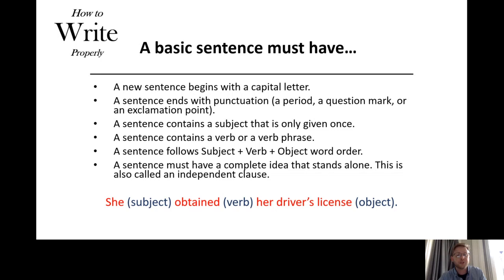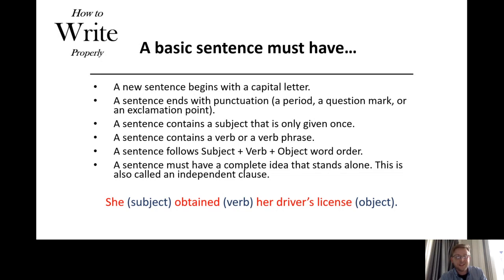A sentence ends with punctuation, a period. If you're American, in England, that would just be a full stop. A question mark or an exclamation mark. That's how you end. You have to have punctuation at the end to end your sentence. A sentence contains a subject that is only given once. So in the other examples, it was the he and the they. You only need one subject for a sentence. If you've got different subjects coming in, you should probably be writing multiple sentences.